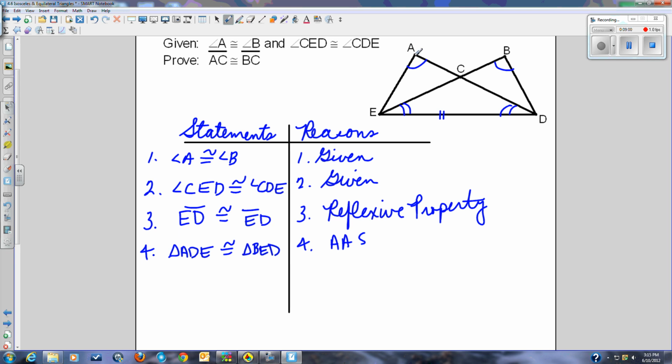Now, we want to show that AC is congruent to BC, but we're going to have to do a little bit more manipulating here. If triangle ADE is congruent to triangle BED, then we know that segment AD is congruent to segment BE by CPCTC. We know that.